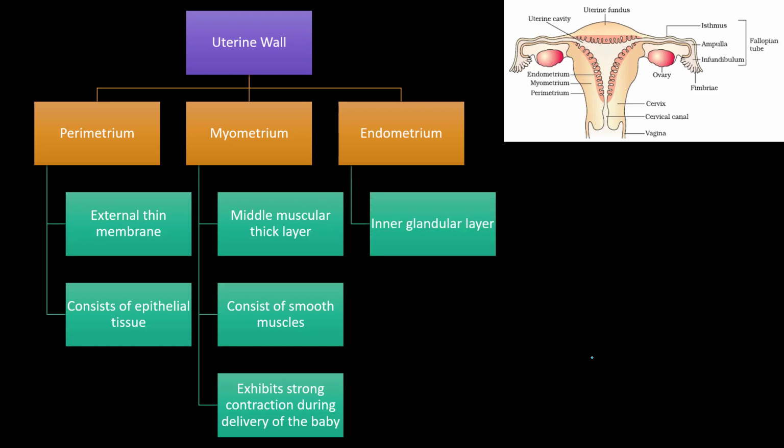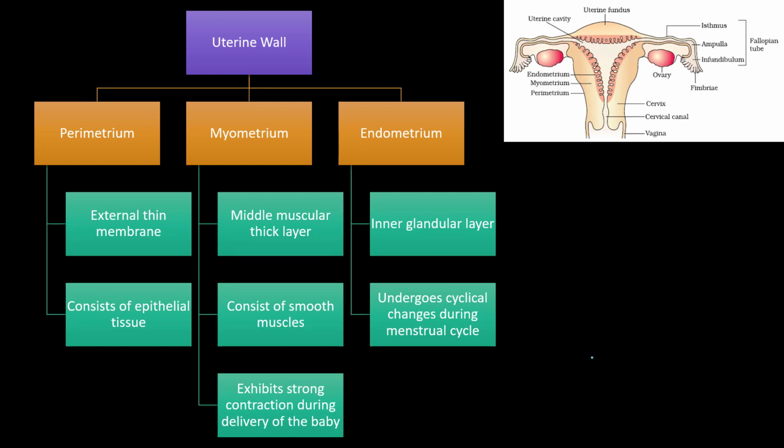Now the endometrium is the innermost layer. They are glandular in nature and they undergo cyclical changes during the menstrual cycle. If you remember, during menstruation, the inner lining of the uterine wall is shed and it is released in the form of blood and mucus from the female reproductive tract.